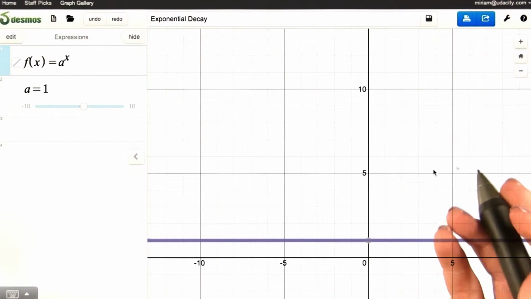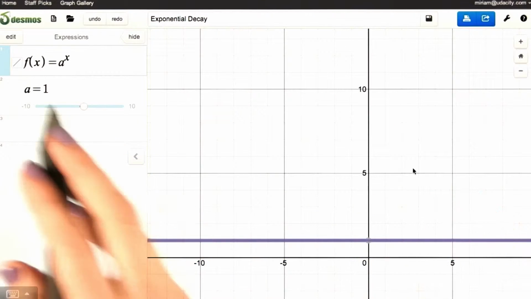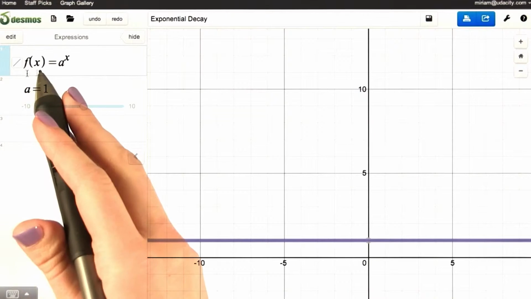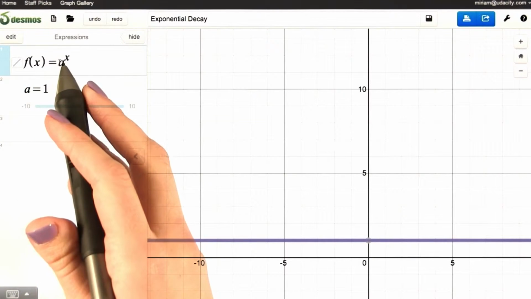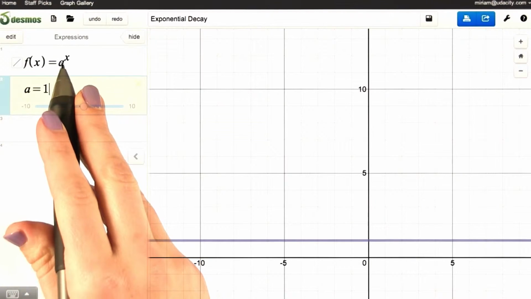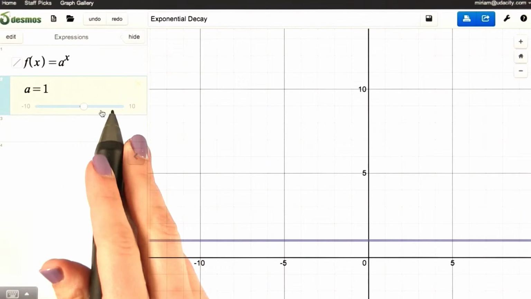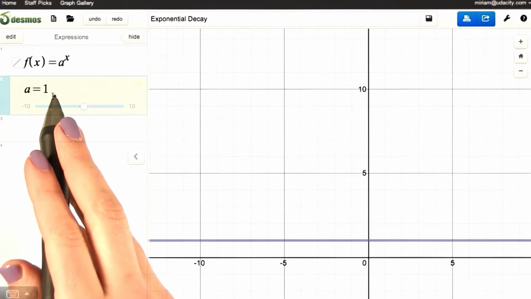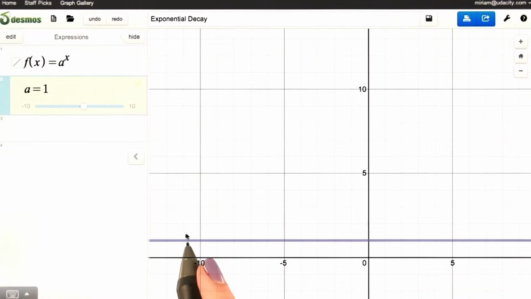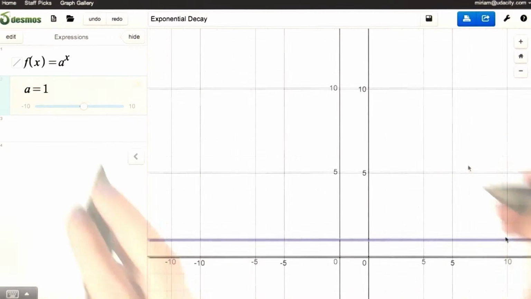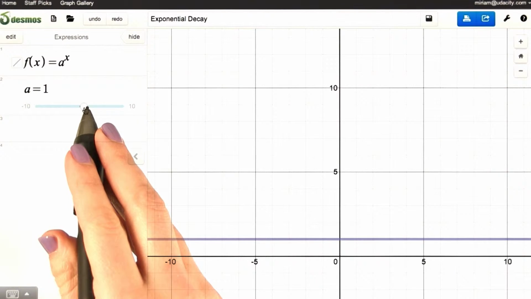Here we are back in friendly old Desmos, and I've typed in the general function that we've been talking about, f of x equals a to the x. I've made a into a number that I can adjust by sliding this right here. Right now a is set to 1, and as we calculated before, this is just a horizontal line, f of x equals 1. Now let's see what happens as I decrease a.